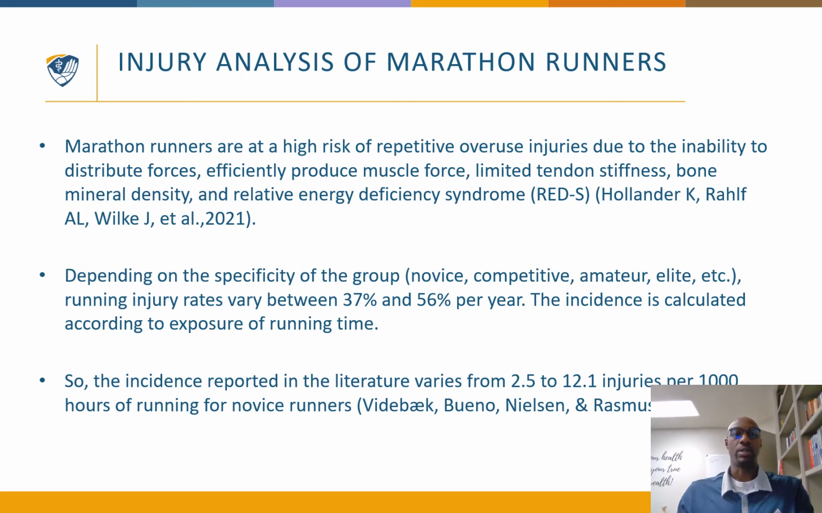So the incidence rate reported in the literature varies from 2.5 to 12.1 injuries per 1,000 hours of running. This is simply for the novice runners, which was a study performed to identify, between a meta-analysis and a systematic review, the amount of hours run that was reported by these athletes by Videbaek, if I'm saying it correctly, and Videbaek et al.